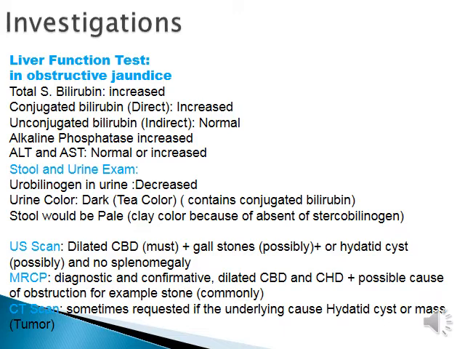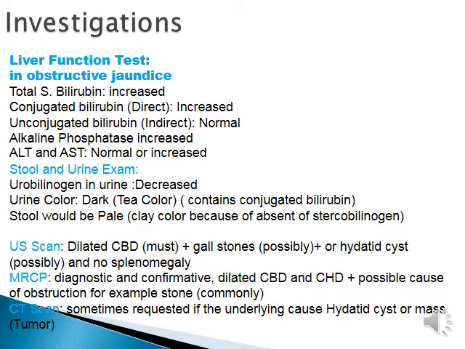It is not a medical disease related to the jaundice. And then after ultrasound, we will send the patient for MRCP. MRCP here is very important, diagnostic, and confirmative. We will see a dilated CBD and dilated common hepatic duct, plus knowing the possible cause of obstruction, for example stone, which is a common finding in case of obstructive jaundice.